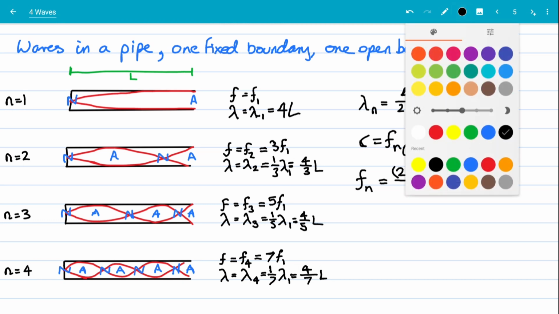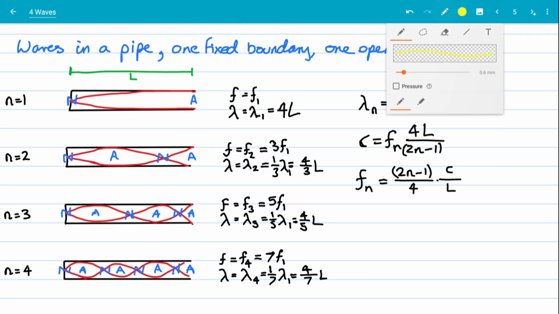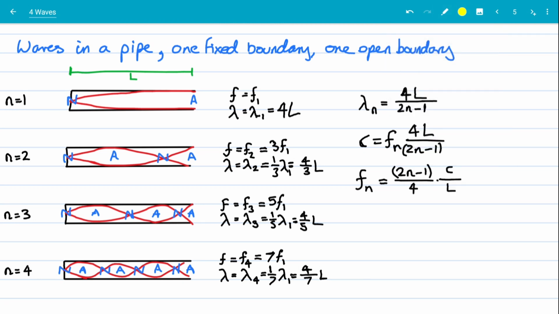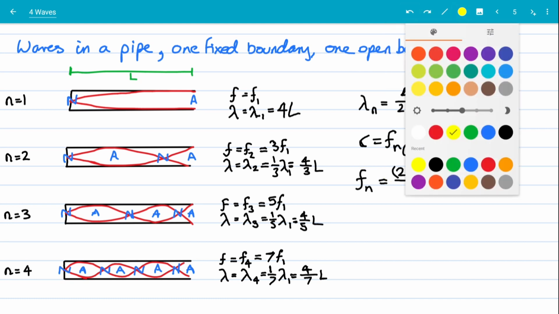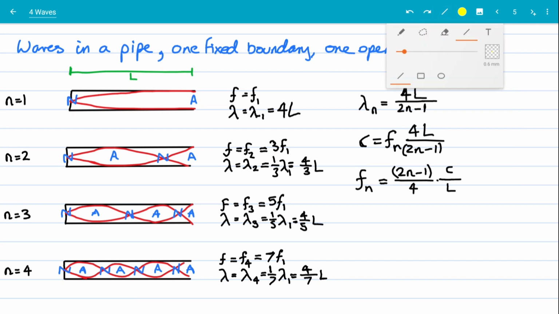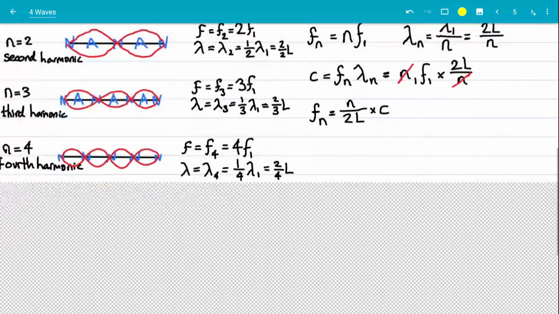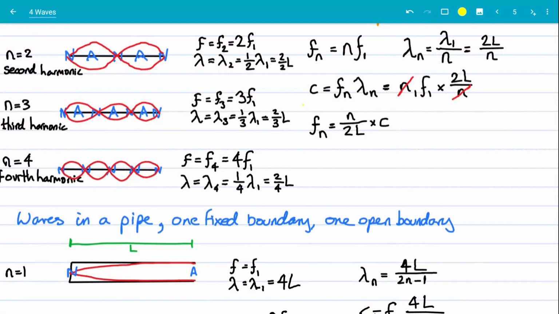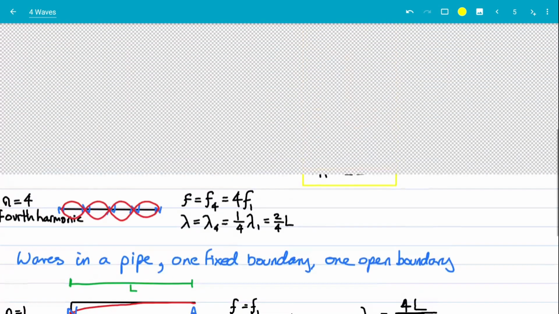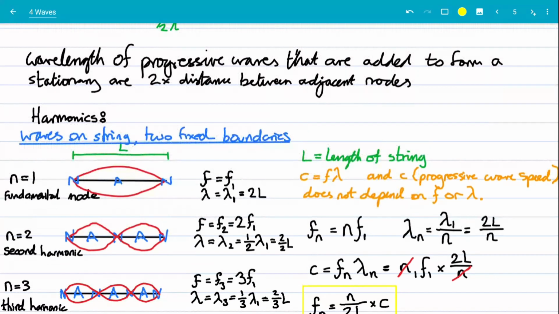So let's just put some highlighting on some of these. Let's do it like this. Highlighting on some of these formulas. Can I do it as a box? Will it let me do a box? Yes, it will. Just so that we can follow what's going on. There's our harmonic series there. And let's leave it at that.